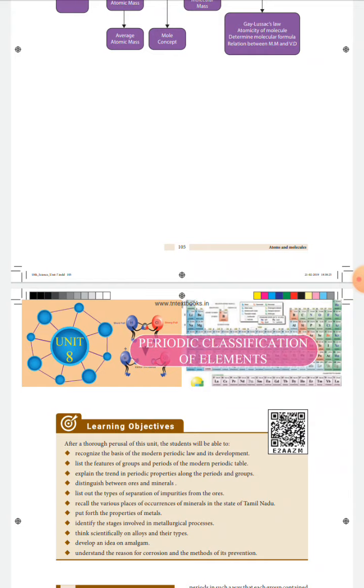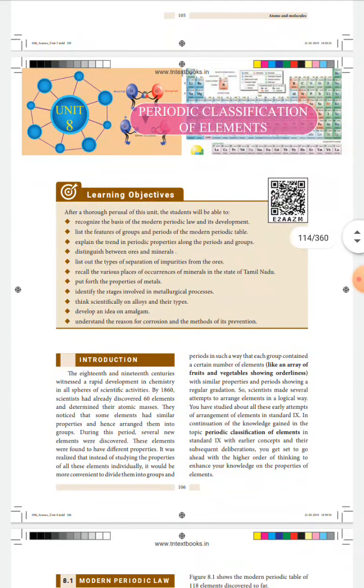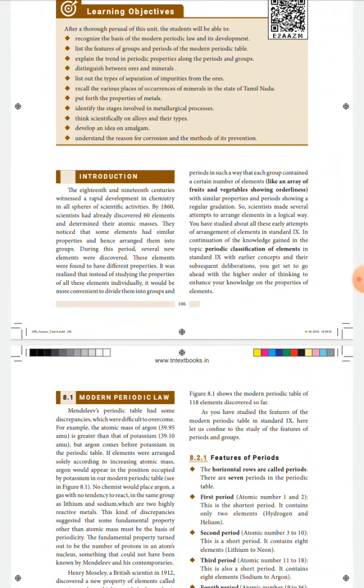And dear students, you have already learned about this chapter, periodic classification of elements. In 9th standard also, you studied the periodic classification lesson about Dobereiner's triads, Newlands' law of octaves, and Mendeleev's periodic table. See, in 1800 there were only 31 elements. By 1865 their number became 63. Now we have 118 elements. 118 elements have been discovered.